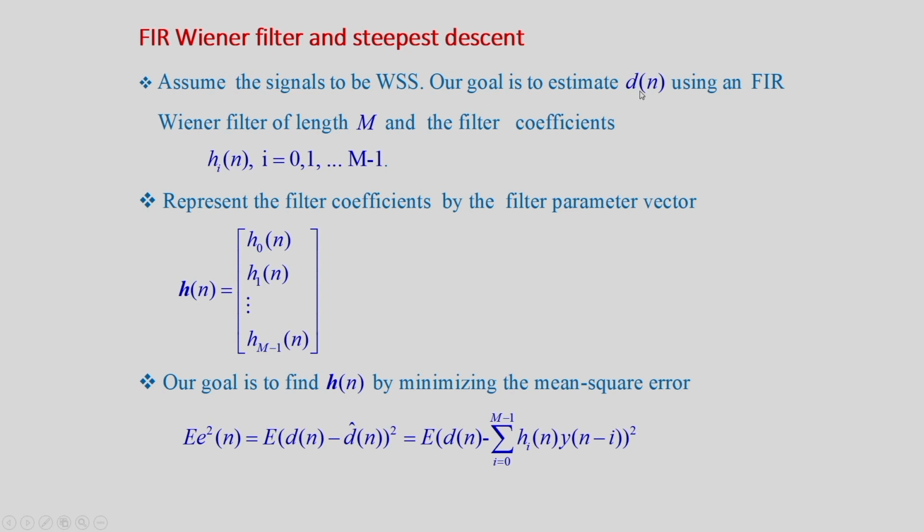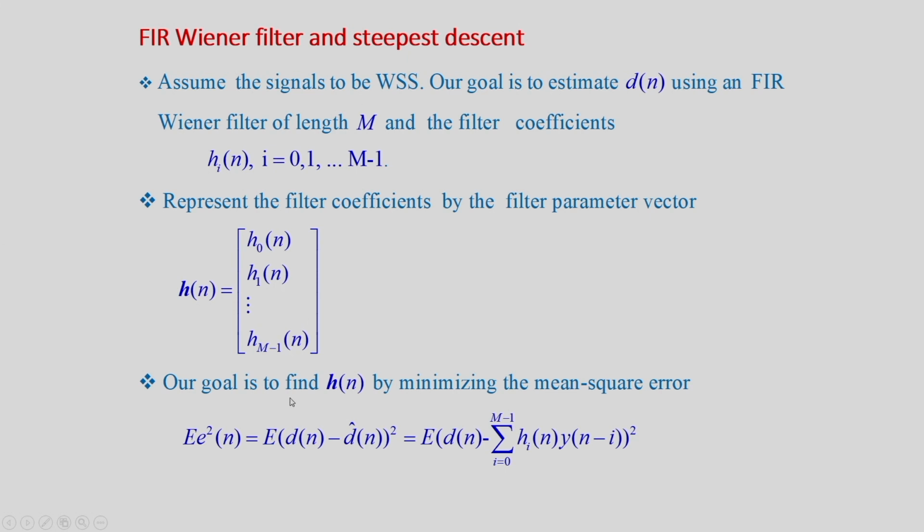Our goal is to estimate d[n] using an FIR Wiener filter of length M and the filter coefficients h_i, i going from 0 to M minus 1. i is the index for the filter coefficient, and this n may be time or it may be representing the number of iterations in the case of an iterative algorithm. Represent the filter coefficients by the filter parameter vector h[n], that is equal to h_0[n], h_1[n] up to h_{M-1}[n]. So, this is an M-length filter coefficient vector.